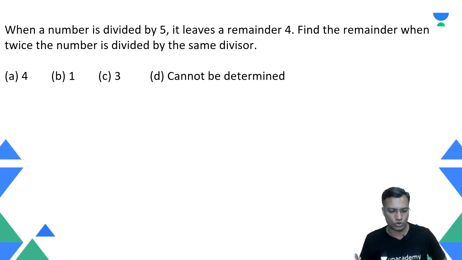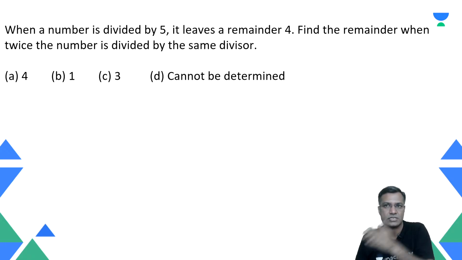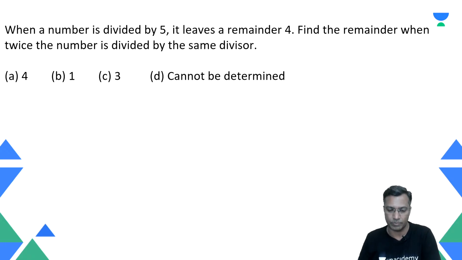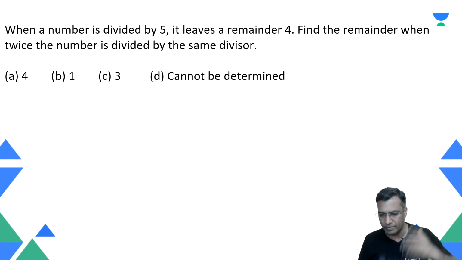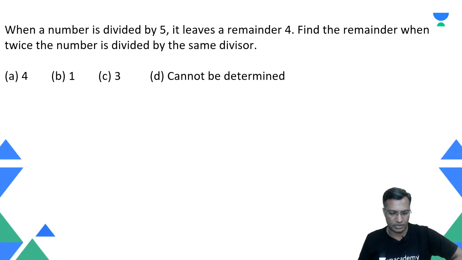Okay, let's take a look at this question. When a number is divided by 5, it leaves a remainder of 4. Okay, this is not to do with any exam question. It's a very, very simple, trivial question. First, I will make my points, and then we will go on to some of the questions which appeared in the exam. When a number is divided by 5, it leaves a remainder 4. I'm reading the question. Find the remainder when twice the number is divided by the same divisor.